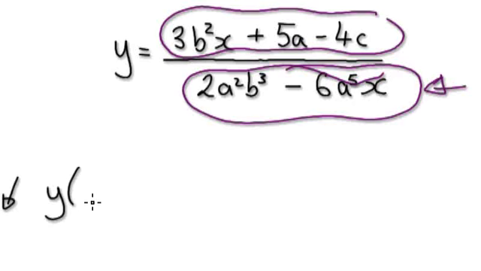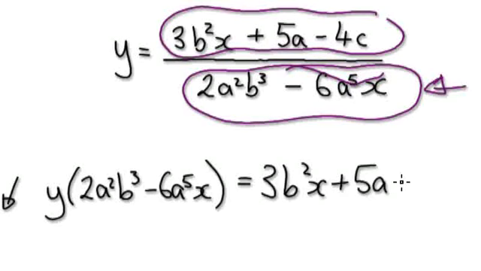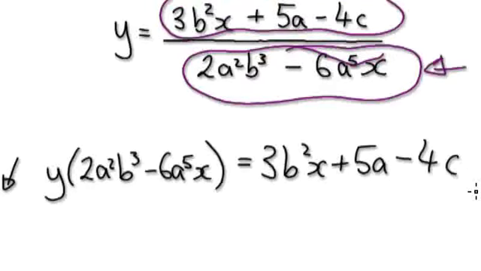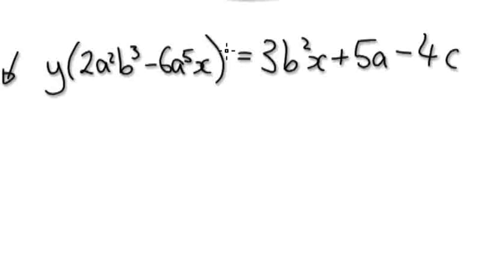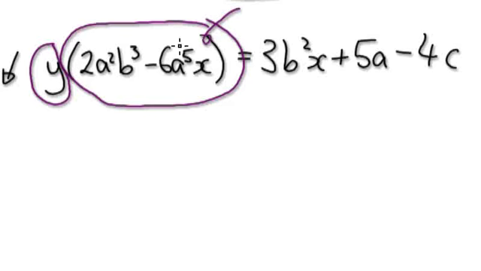Hang on, y times 2a squared b to the power 3, take away 6a to the power 5 x, close it off, and it equals 3b squared x plus 5a minus 4c. Okay, so here you can visualize it as this bubble multiplying this bubble here, but X is stuck in this bubble here. So let's break up this big bubble here. Get this times this.